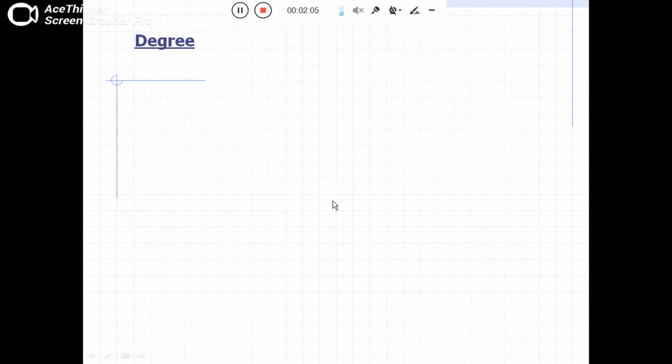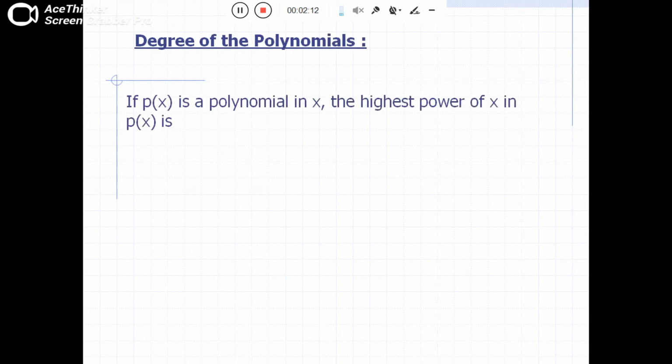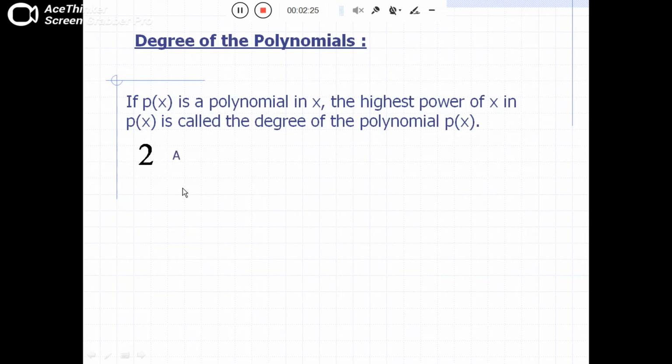Next is the degree of the polynomial, which is very important for you all. If p(x) is a polynomial in x, the highest power of x in p(x) is called the degree of the polynomial. For example, a number is written, 2. 2 is a polynomial, but there is no variable. So this is called a constant polynomial because there is no variable. And if there is no variable, its degree is 0. It is called a constant polynomial.